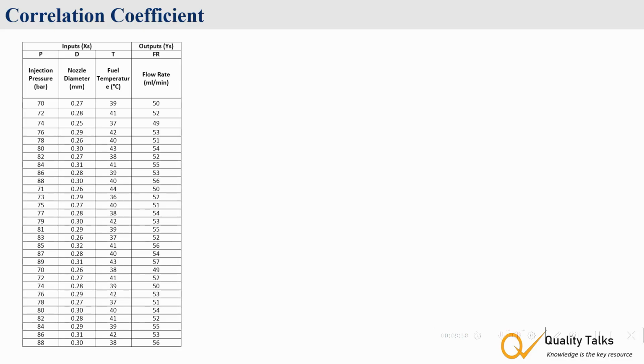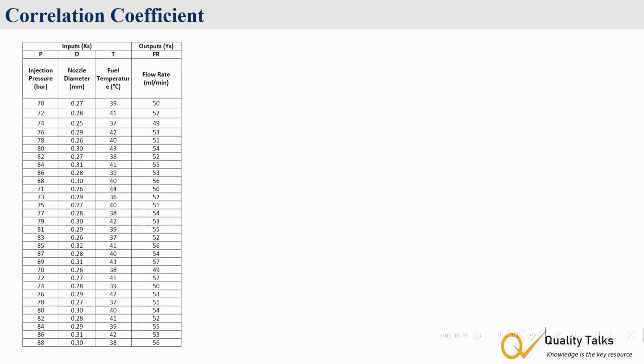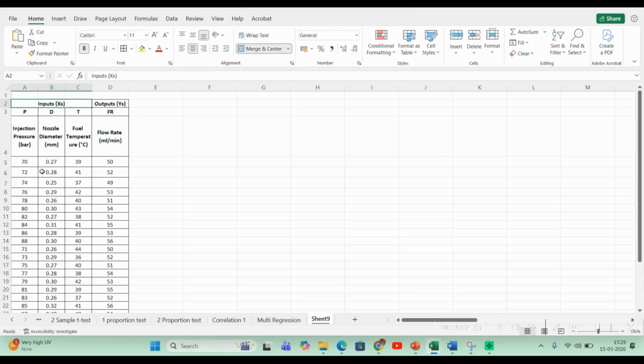In our case study, to identify the relationship between flow rate and injection pressure, nozzle diameter and fuel temperature, Mr. Problem Solver collected the output flow rate at different values of input. This is the table where data is collected. Now we will explain how to calculate correlation coefficient using MS Excel. We have put the data into MS Excel. These are the inputs X: injection pressure P, nozzle diameter D, fuel temperature T, and output flow rate Fr. With different values of input, output is measured.